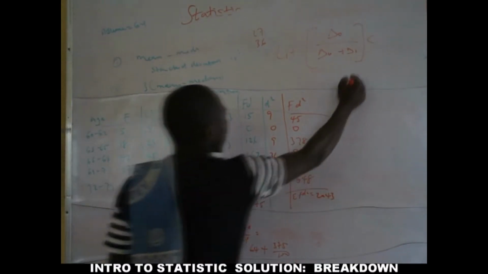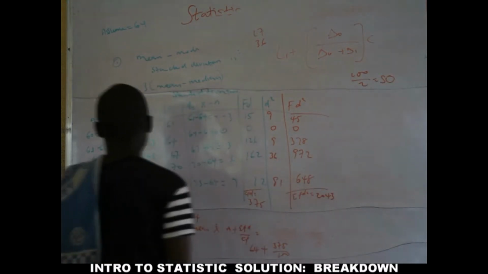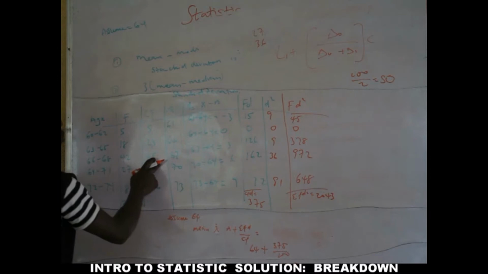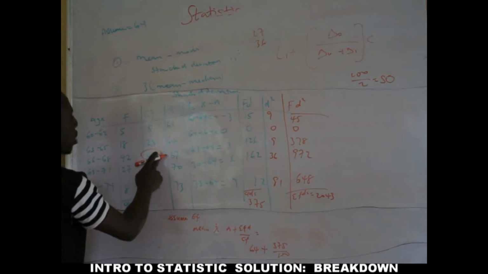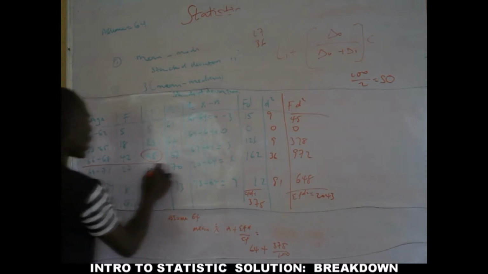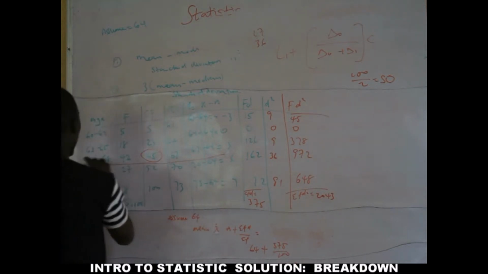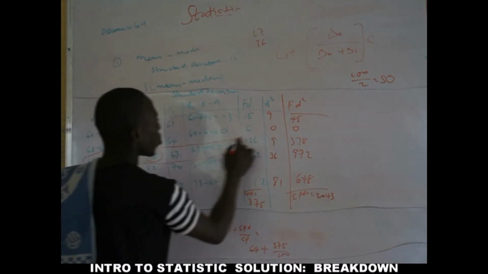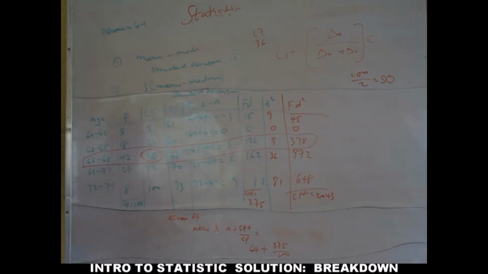N is 100, then 100 divided by 2 will give us 50. And where does 50 fall? Inside our cumulative frequency, 50 falls here. It's inside this one that we can see 50. Everything that is in this row is what you are going to make use of.